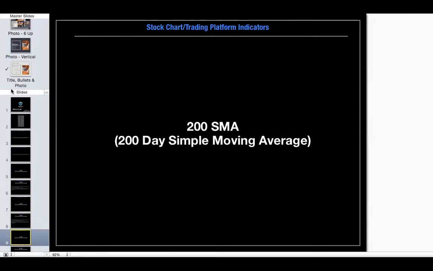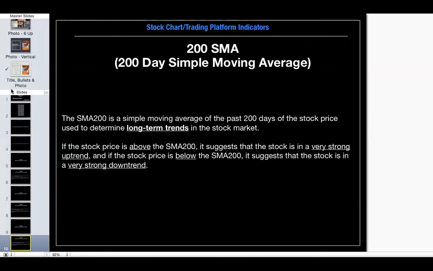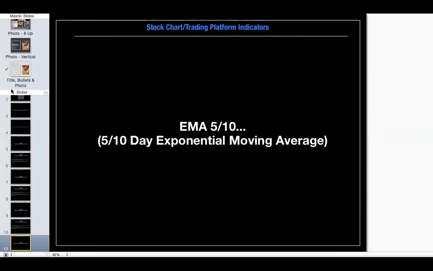And then you've got your 200 SMA, right? The 200 SMA is a measurement of the 200 days of the stock price, and that determines the long-term trends of the stock in the stock market, right? And if it's above the 200 SMA, just like the others, it's now in a very strong uptrend. And if the price is below the 200, it's in a very strong downtrend. This goes without saying.